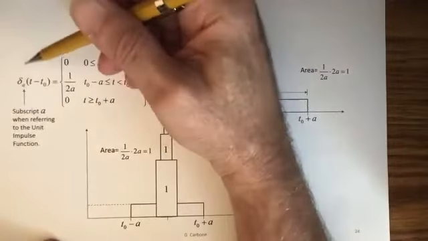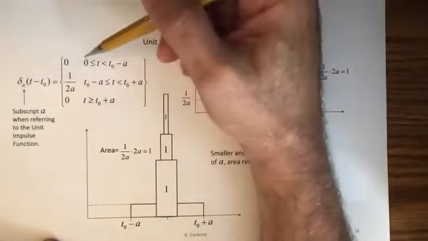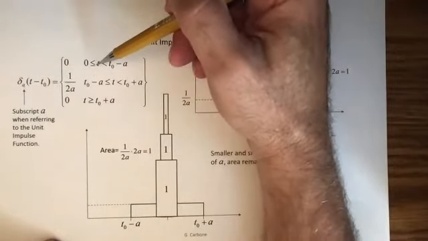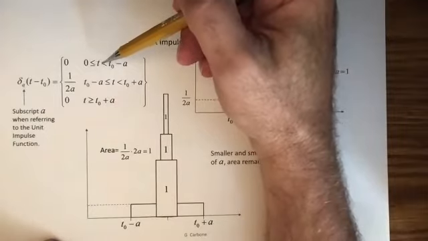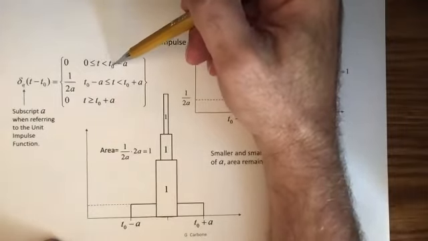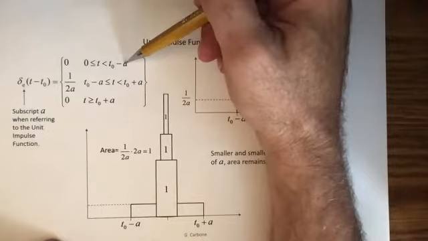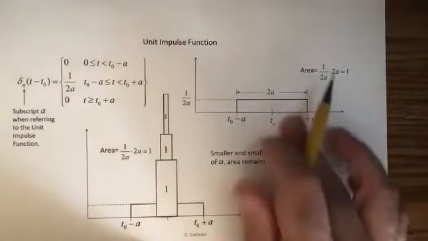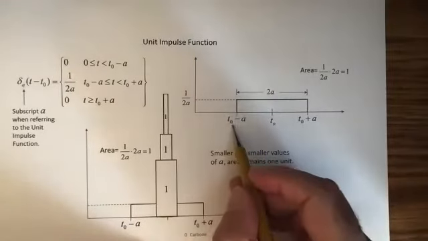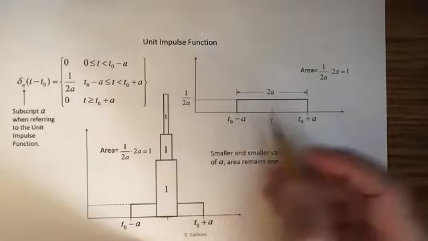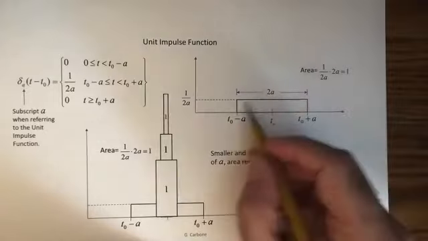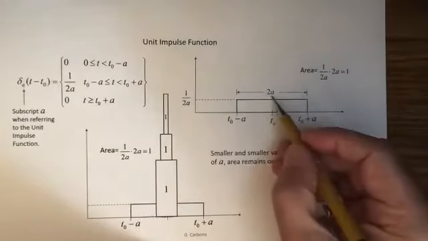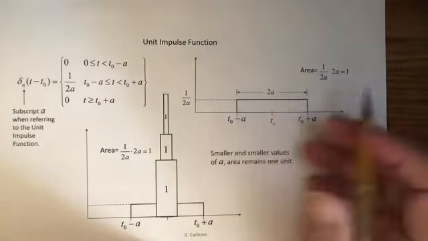So the unit impulse function is going to be defined where it's 0 until t0 minus a. Okay. So in other words, here's a picture right here. It's 0, and then when I get to t0 minus a, here's t0, right? So this pulse is the length of 2a. The pulse is the length of 2a.